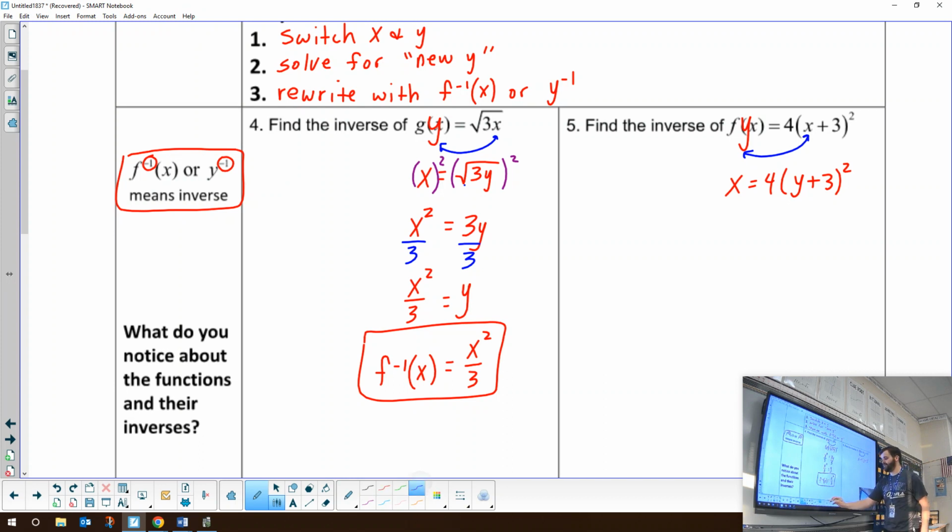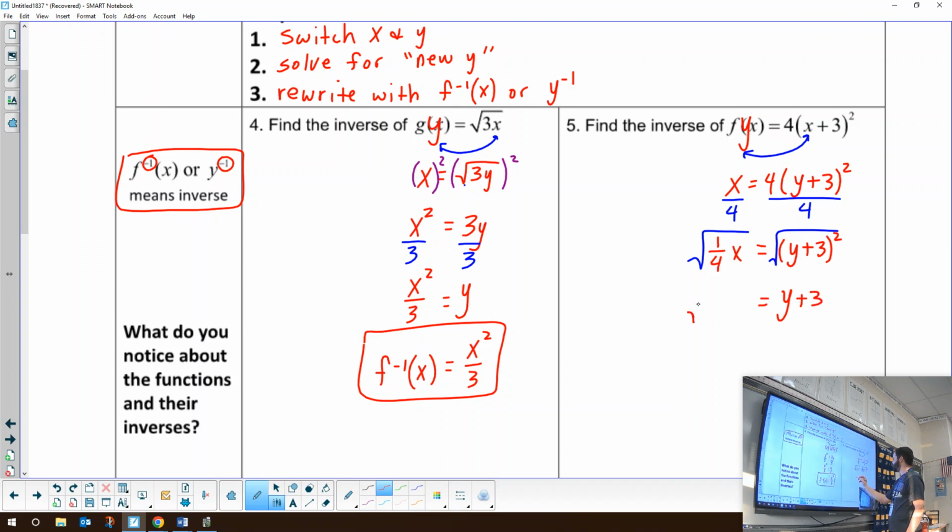So let's start off with dividing by 4. If I divide by 4, we're going to get x divided by 4. I'm just going to rewrite this as 1/4 x. So we've got 1/4 x equals y plus 3 squared. Then to get rid of that squared, I'm going to square root it. And if I square root it, we're just going to end up with y plus 3 equals the square root of 1/4 x. So just notice, everything is already starting to be backwards. I was multiplying by 4, now I'm dividing by 4.